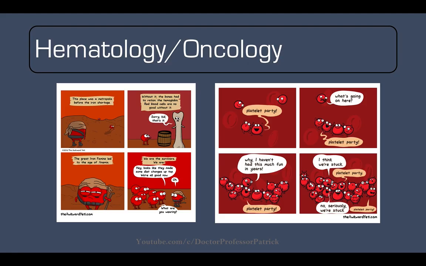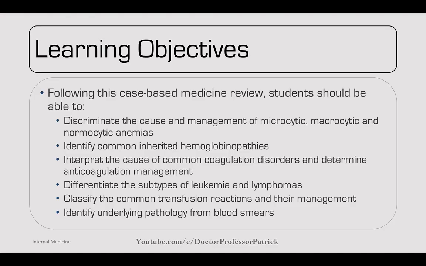So starting out for hematology and oncology, some of the learning objectives are to discriminate the cause and management of microcytic, macrocytic, and normocytic anemias, to identify inherited hemoglobinopathies, to interpret the common causes of coagulation disorders and determine anticoagulant management, to differentiate the subtypes of leukemia and lymphoma, and to classify the common transfusion reactions and their management, and then identify some pathologies from the blood smears.